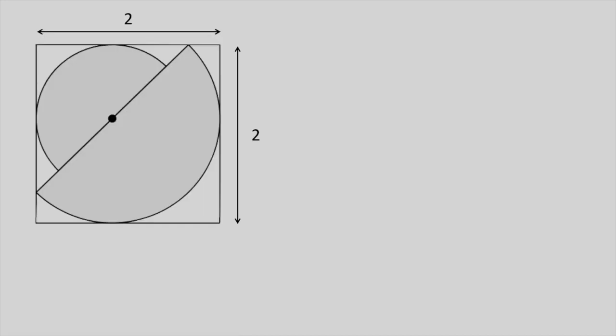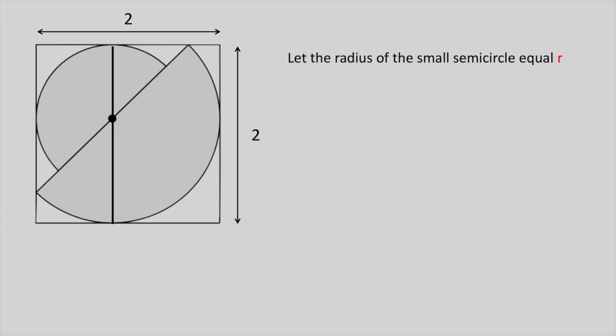Here's the diagram enlarged. What I've done is I've drawn a line going through the centre of both the large and smaller semicircle. Now this line represents the radius of both semicircles. Now we can let the radius of the small semicircle equal to r. And what we'll find is the radius from the centre of the semicircle to the edge.